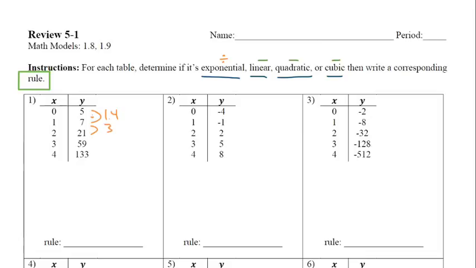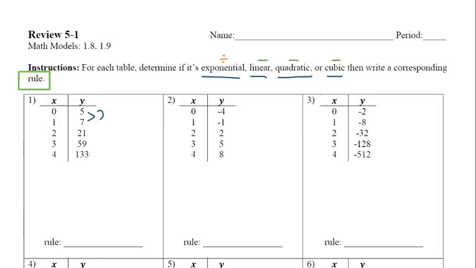You can tell really quick that this is not going to work. 59 divided by 21 is 2.8. This is nothing alike, so you would know after two spots. I wouldn't go any further than that. So obviously this is not exponential. So we'll start subtracting.